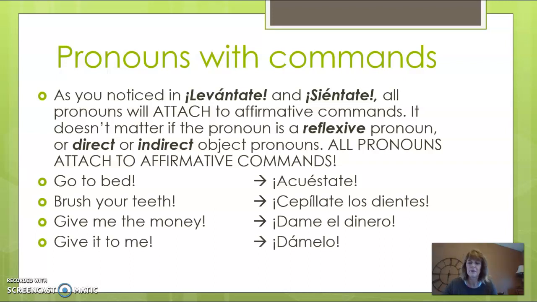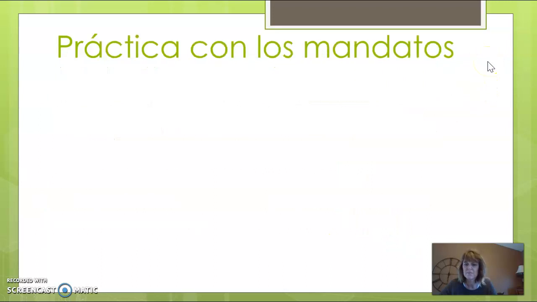Dámelo. Now, another thing to notice, except for in the give me the money, except for the dame, when we added a pronoun, acuéstate, cepíllate, dámelo, we added two pronouns to that one. Notice what happens. Look at that little accent mark that becomes a part of that, to keep the stress where it normally needs to be.